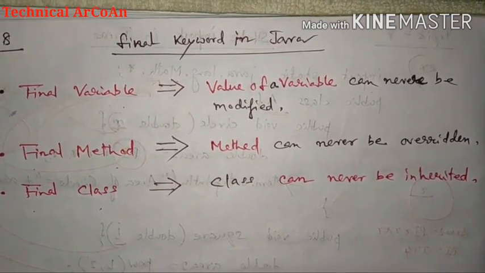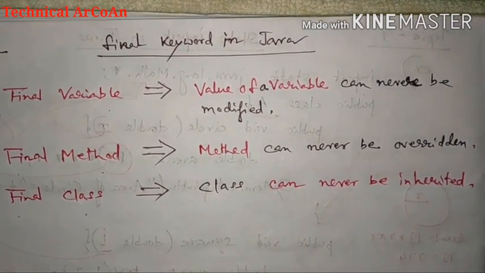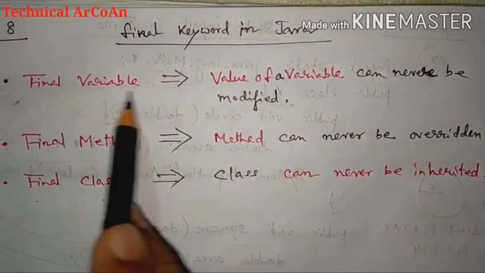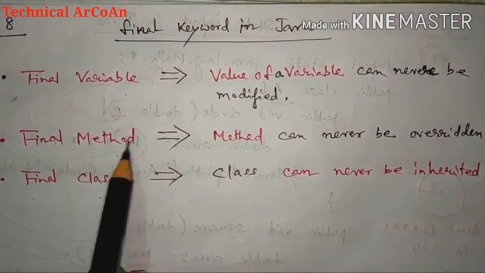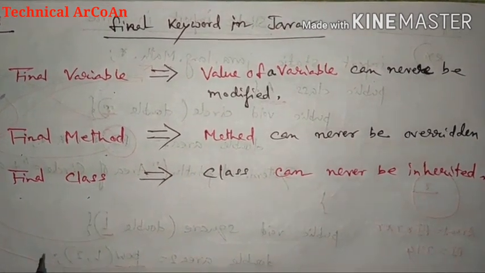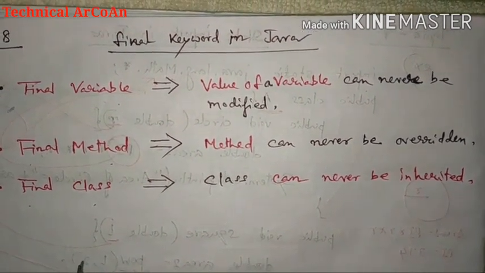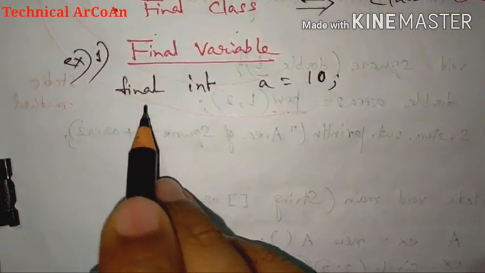The final keyword in Java is used to restrict the user, like that: the final variable, final method, and final class. Okay? Now we talk about the final variable first. Now the example is like that.